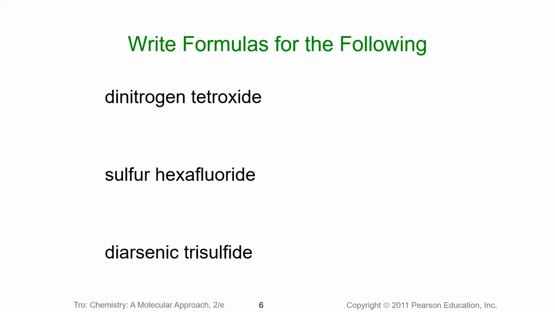Here are some examples for you. Pause the video and write the formulas. So dinitrogen tetraoxide would be N2O4. Sulfur hexafluoride is SF6. And this is a really fun gas that is more dense than air. And it's non-toxic, so you can inhale it. Because it's more dense, it makes your voice go lower. Diarsenic trisulfide is As2S3.